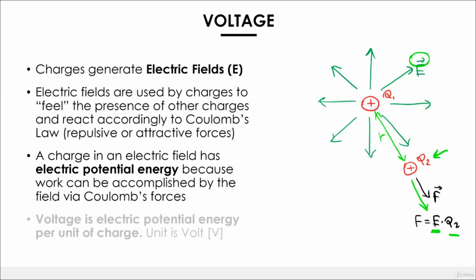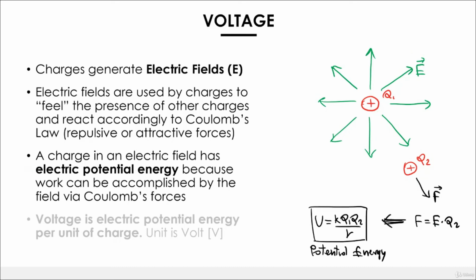To summarize, a charge in an electric field has electric potential energy because work can be accomplished by the field via Coulomb forces. Similarly to the example before, where the ball had lower energy when it was on the ground, in this case Q2 will have lower energy if it's very far away from Q1, because the intensity of the electric field is very small. Some work can be done, but it's a very small work. Whereas if the two charges are very close to each other, they have a lot of potential energy because the work that can be done is greater.